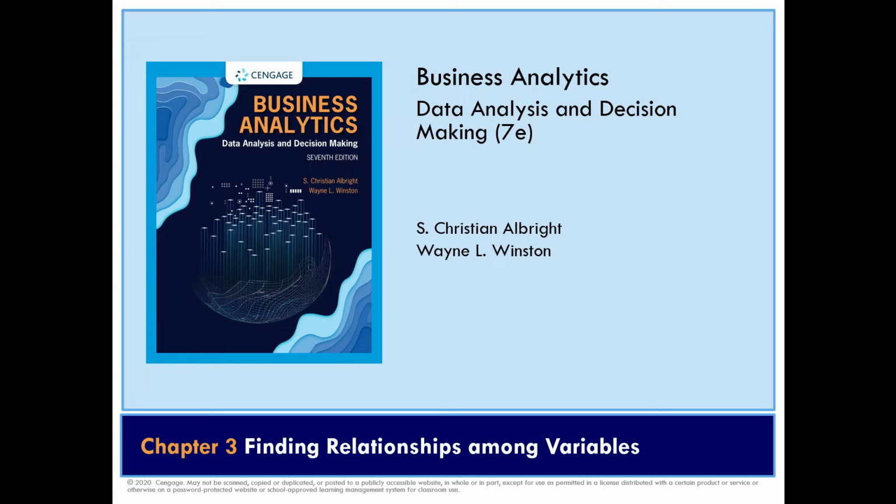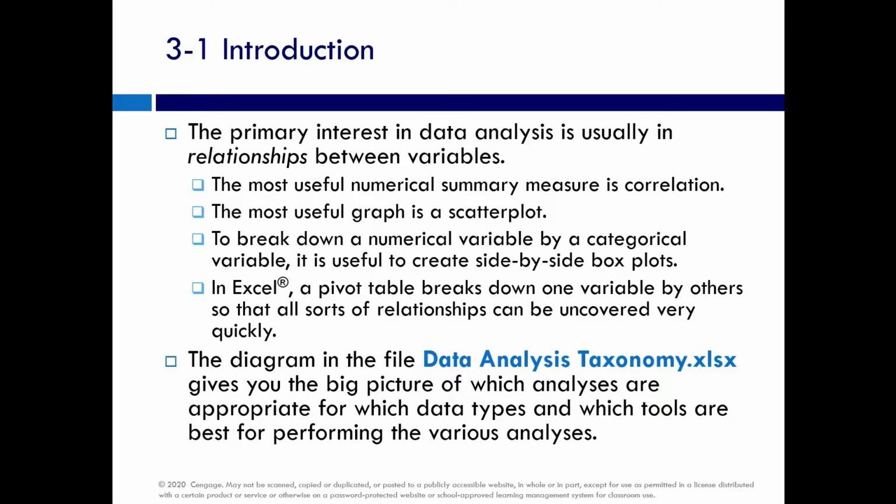Welcome to Chapter 3, Finding Relationships Among Variables. Introduction. The primary interest in data analysis is usually in relationships between variables. The most useful numeric summary measure is correlation. The most useful graph is a scatter plot.